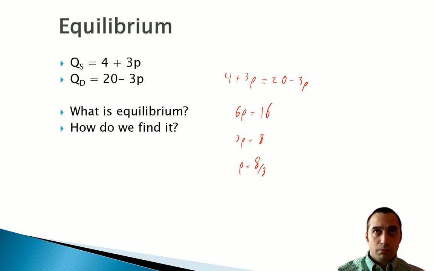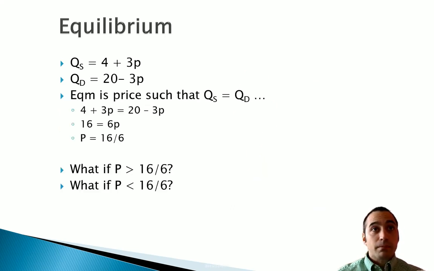Next question is, well, at what quantity will the price be 8/3? You might ask, well, should I plug this 8/3 into quantity supplied or into quantity demand? Well, importantly, we just proved that when the price is 8/3, these two equations will be equal, therefore it shouldn't matter. So we know that the quantity supplied, which must be equal to the quantity demanded, must be equal to 4 plus 8 equals 12. Next, we might ask, well, what happens if we set the price incorrectly? What if the price was greater than 8/3? What if the price was less than 8/3?